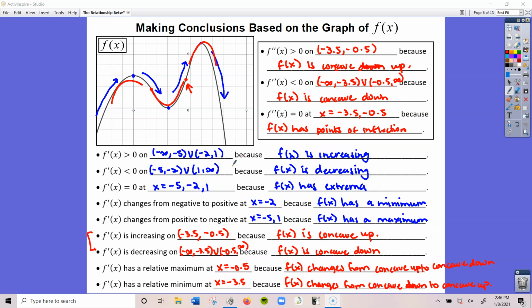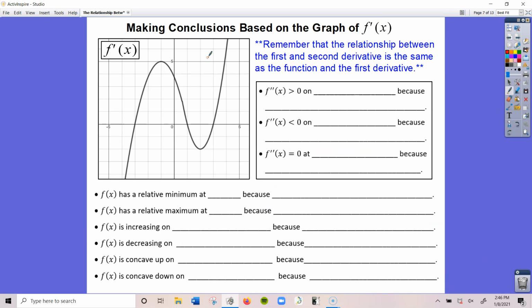All right, now let's have a look at the first derivative and see what kind of conclusions we can make about the second derivative and the function. So the graph here that's given, like I said, is the first derivative. So that means that all of our justifications have to come from the behavior of the graph of this first derivative. As I mentioned before, sometimes it's helpful to think of the reasoning before you look at the graph, so that way you know what it is that you're trying to look for.